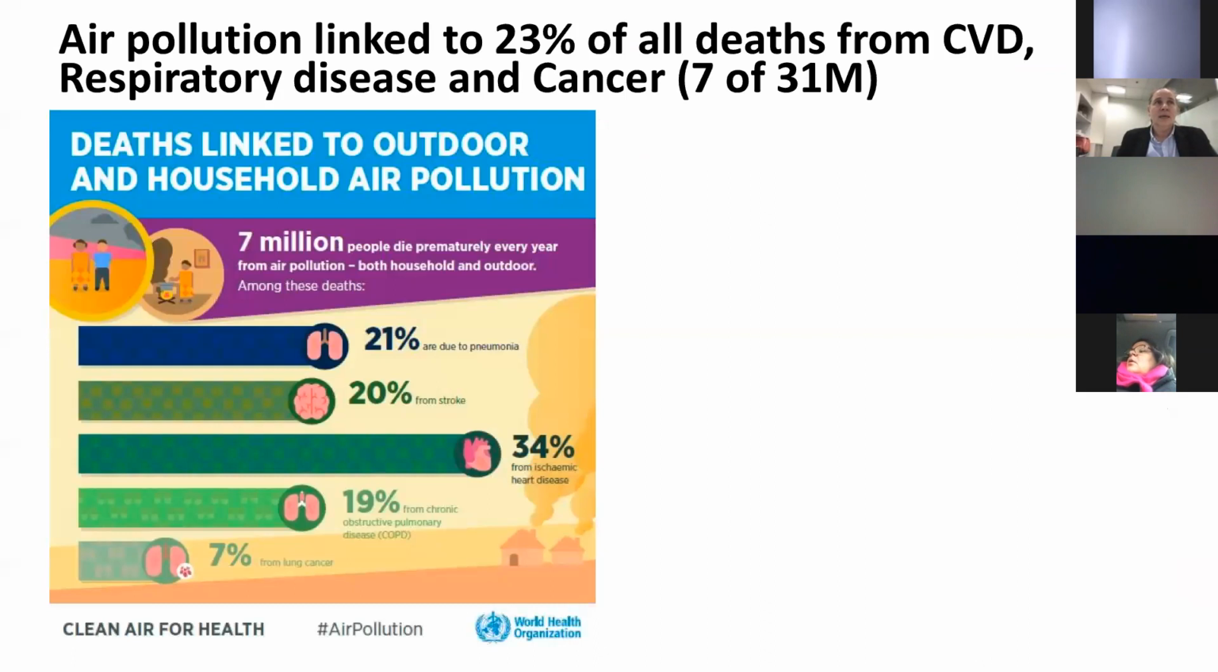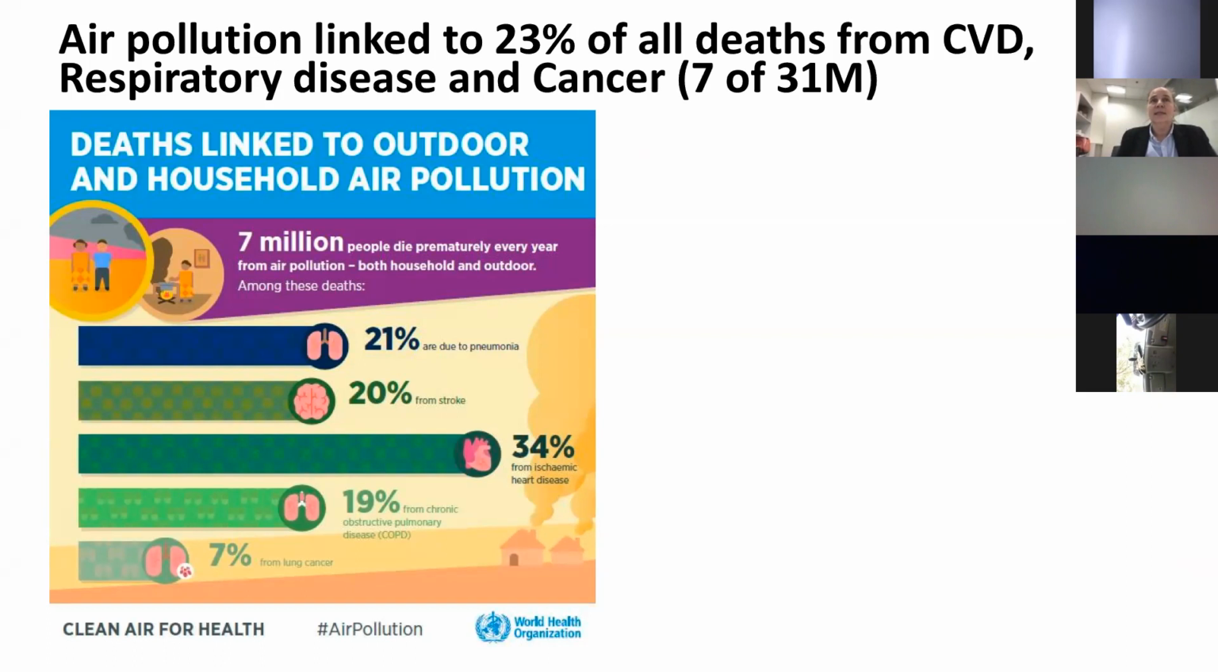So we know that NCDs have a great burden of disease, but how much of this is attributable to air pollution exposure? Well, the WHO thinks that air pollution is associated with almost a quarter of all the deaths from cardiovascular disease, respiratory diseases and cancer, which equates to 7 million people globally annually. As you can see from this WHO graphic, 21% of those are due to pneumonia, 20% from stroke, 34% from ischemic heart disease, 19% from COPD, and 7% from lung cancer.